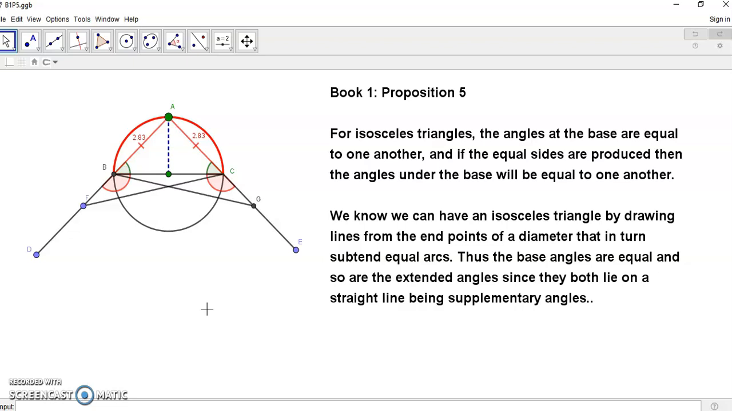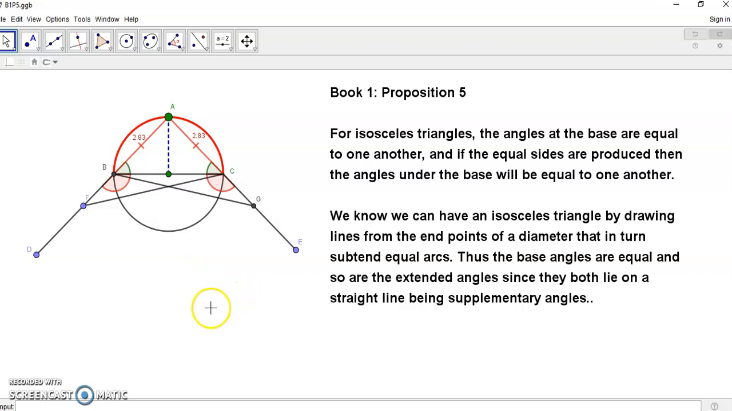That means equal legs. And so the angles at the base are equal to one another, and if the equal sides are produced, then the angles under the base will be equal to one another. In other words, if these angles are equal, okay, and so are the sides, therefore these red angles will also be equal because they lie on the same straight line, and therefore they're supplementary, okay?